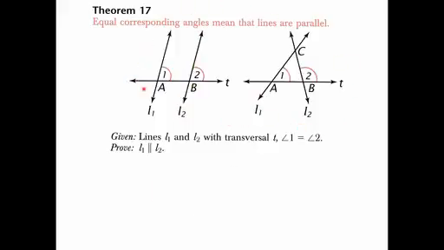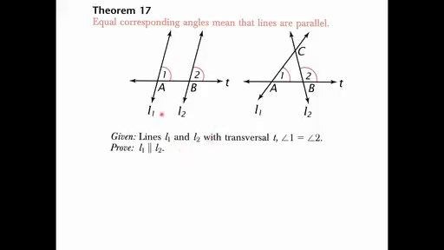Everything in the rest of this lesson hinges on Theorem 17. The fact that if corresponding angles are equal, the lines are parallel. So Theorem 17, equal corresponding angles mean that lines are parallel. Pretty cool proof. Doesn't take much. Maybe from the picture you can tell that it's an indirect proof. Indirect proof. So let's walk this one through.